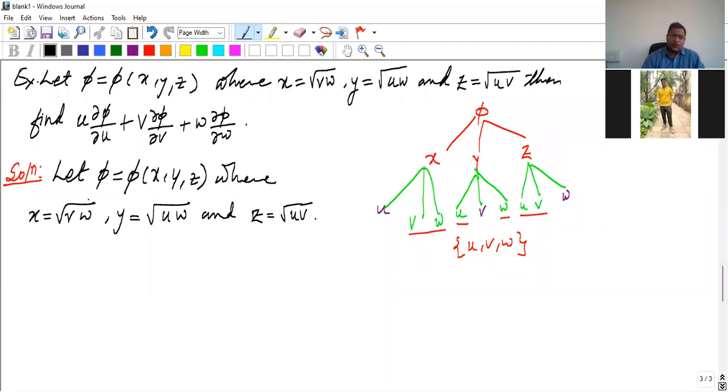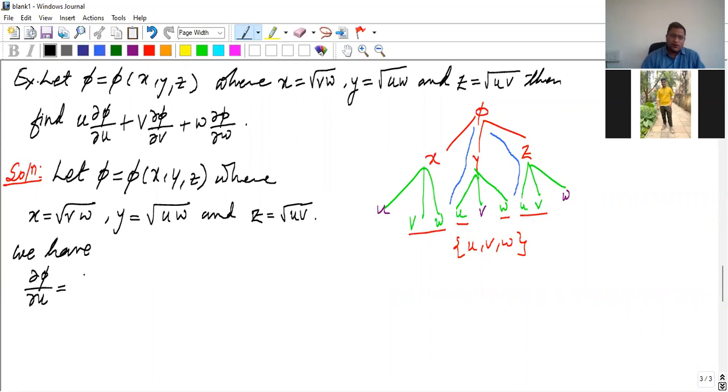Okay. So now, if I have this variable tree, then we are able to find the formula for the derivative with respect to u, the derivative with respect to v, and the derivative with respect to w. So let us find ∂φ/∂u. We have to think where the branches of u are. You can see here this is one branch and here is the other branch. So we have two branches. Here u is not there, so the derivative of x with respect to u will be 0, so we don't have to write this.